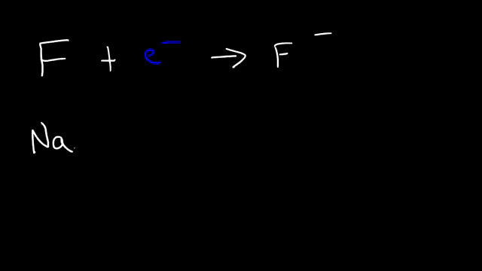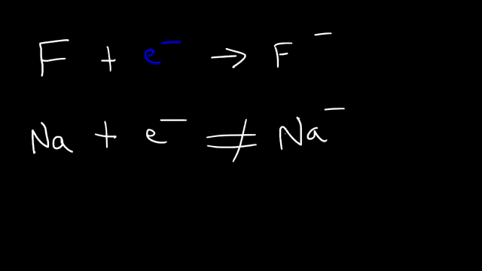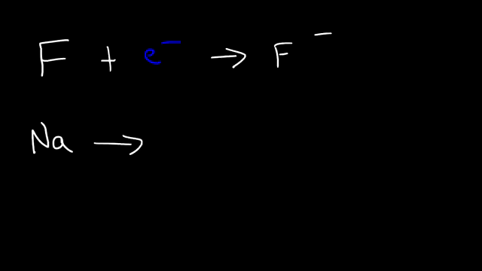Sodium, a metal, is not electronegative. If you add an electron to sodium, it's not going to form an anion. Rather, sodium is electropositive. It wants to give away an electron to form a positively charged cation. And so nonmetals tend to be electronegative. They like to acquire electrons. Metals, on the other hand, tend to be electropositive. They like to give away electrons and form positively charged ions.